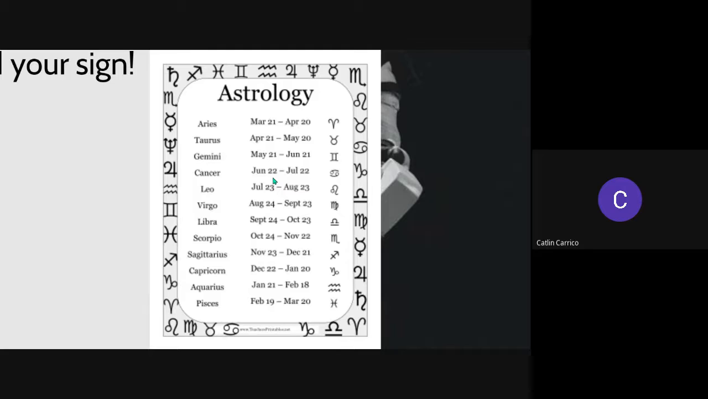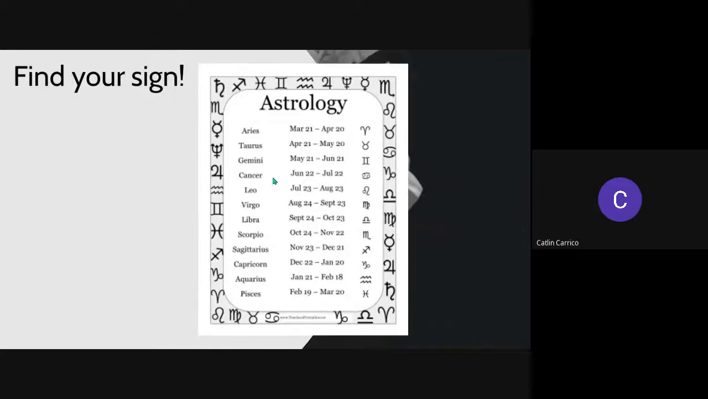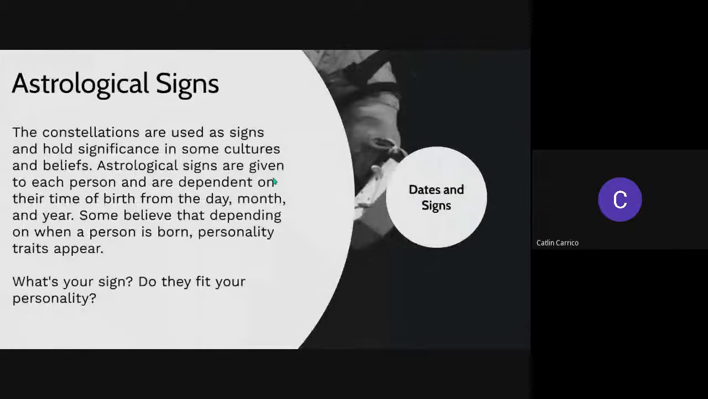And these astrological signs, we will be using them for our Constellation Lab. So I want you to still know in general what your sign is, so you can jot that down in your notes. And that way, when we look at constellations, you'll be able to find those.